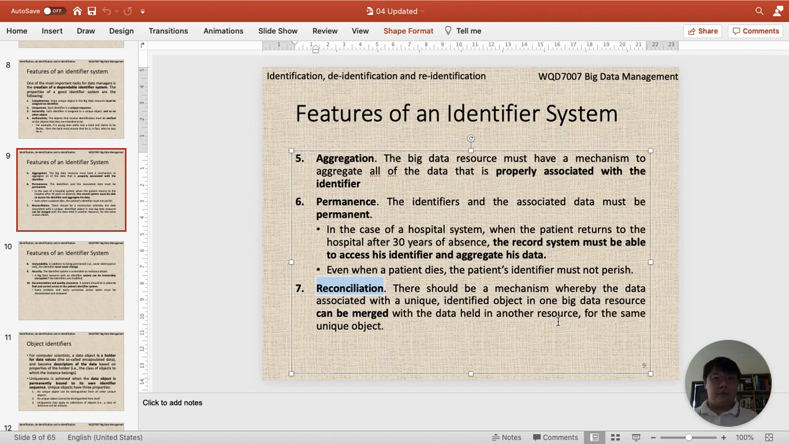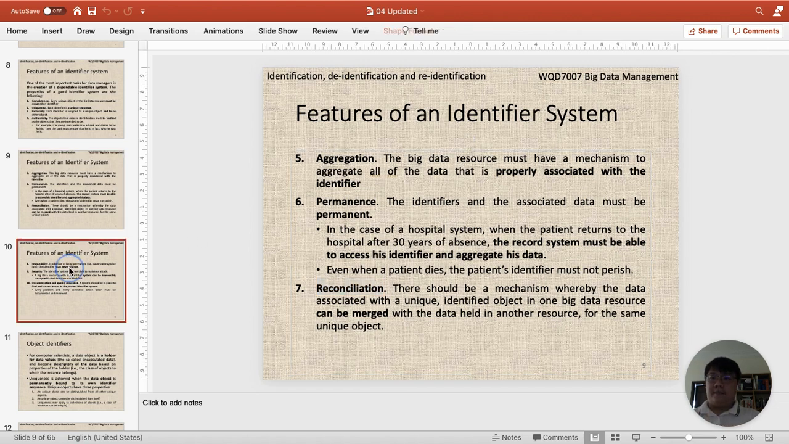But is it really true? If it's true, then it's good, easily mergeable. But if it's not true, what is the process that you need to do so that the merging is actually possible? So this is what reconciliation means.